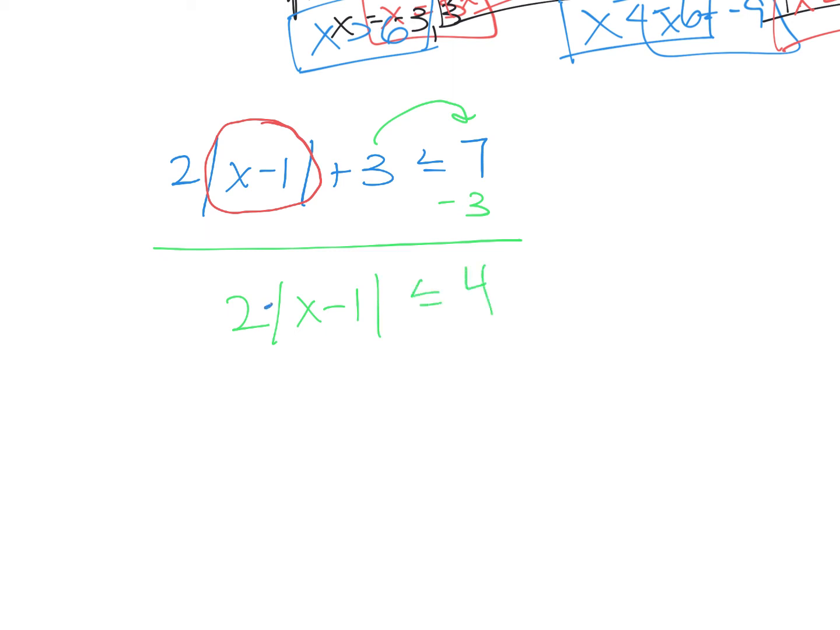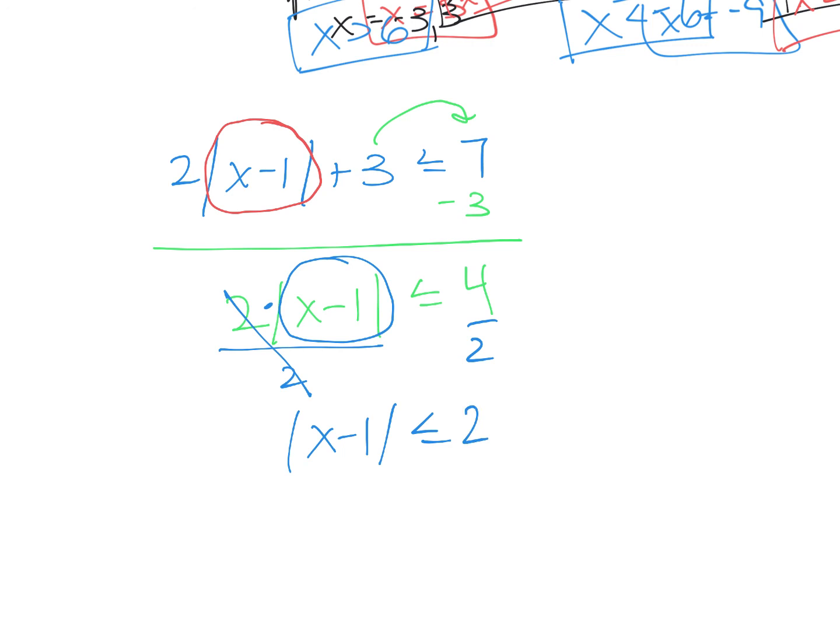Now this is 2 times this. I need to isolate this right here. So I'm going to divide by 2, because 2 times the absolute value of x minus 1. The inverse is division, so we're going to divide that. 2 divided by 2 becomes 1. So we get the absolute value of x minus 1 is less than or equal to 2.